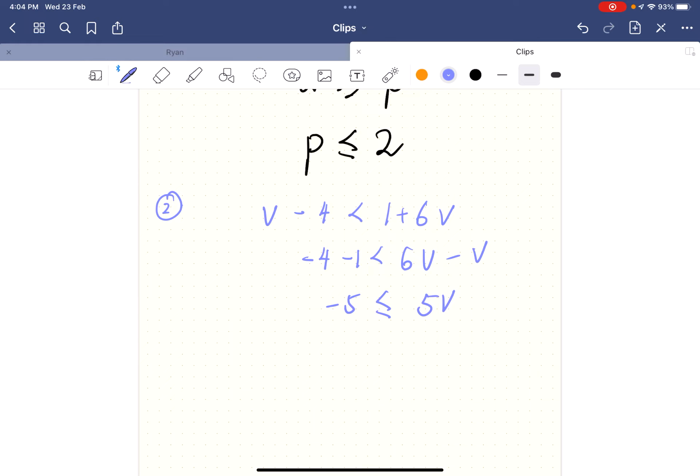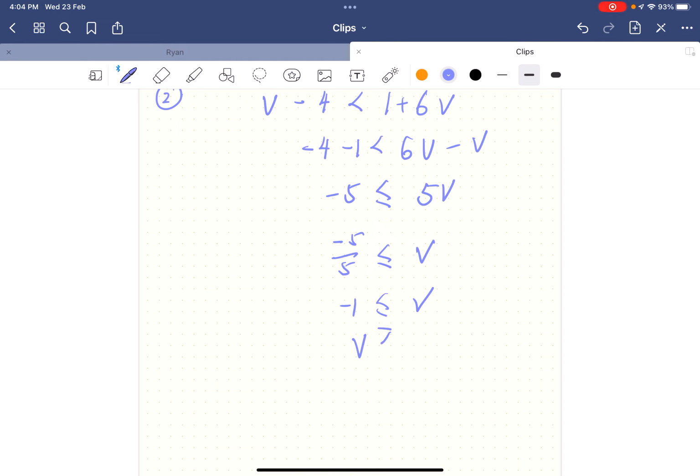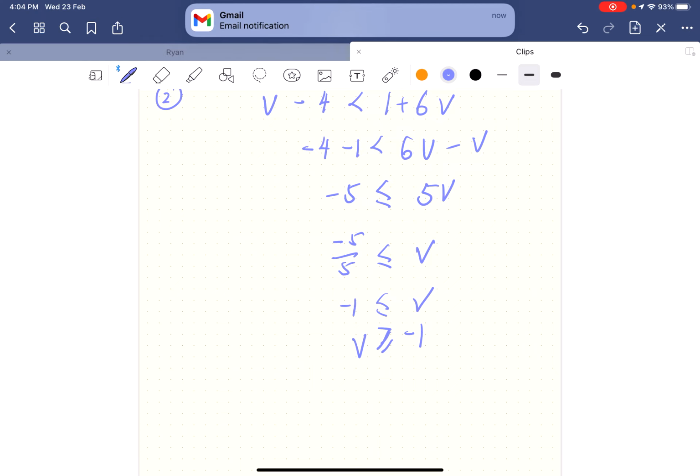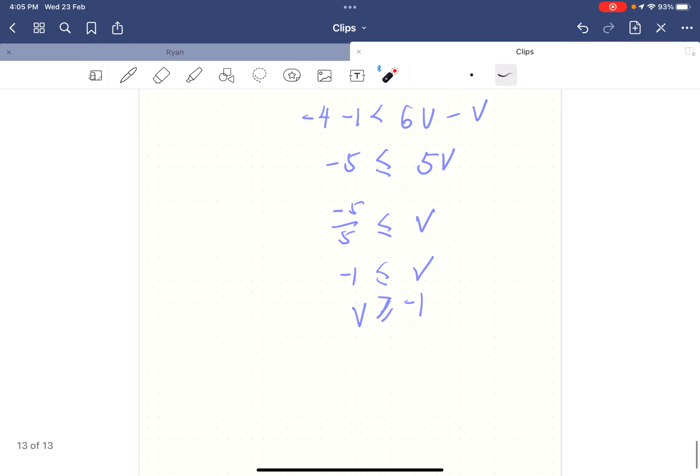Now we divide both sides by a positive number, so the symbol doesn't change. Just for the sake of presentation, I put the v on one side. But just make sure the pointy bit is always on the side of the smaller value. All right, that's how we get through those.